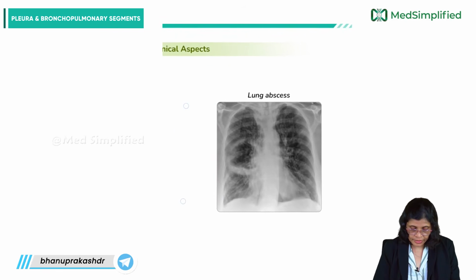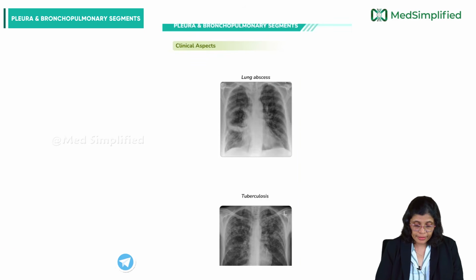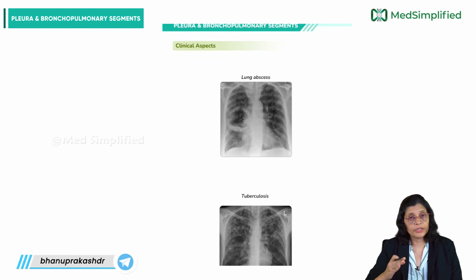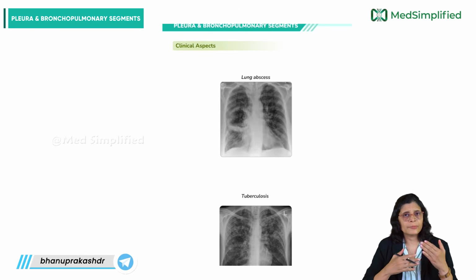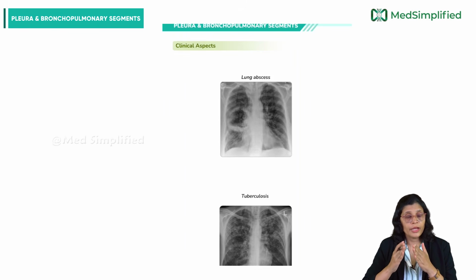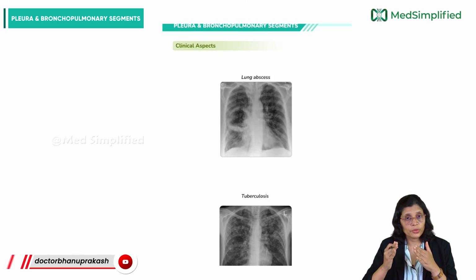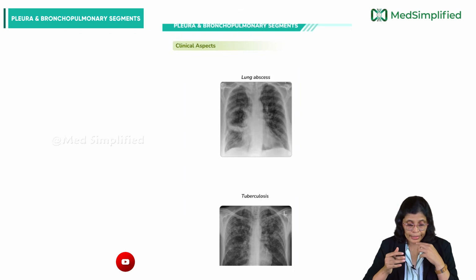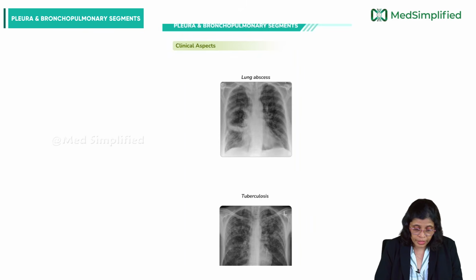Now the clinical aspects. Here we can see an X-ray of a lung abscess. Lung abscesses are more common on the right side because they are usually secondary to aspiration, and aspiration is seen more on the right side. The right bronchus is short and more straight compared to the left principal bronchus, so a foreign body easily enters the right lung. When it remains there and gets infected, it could lead to abscess.